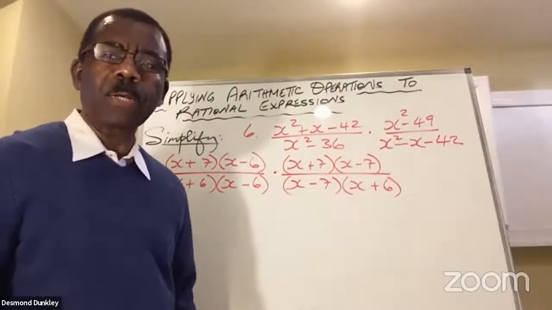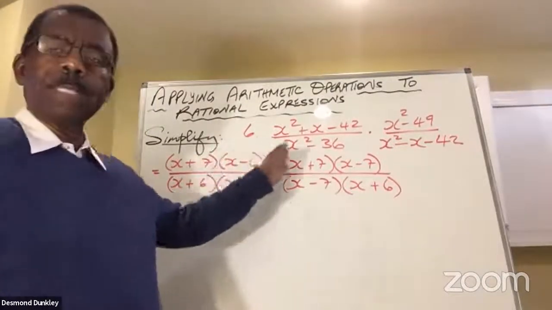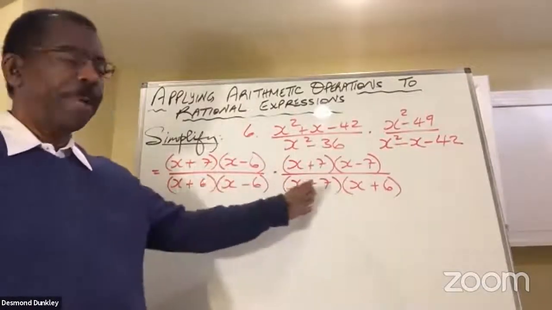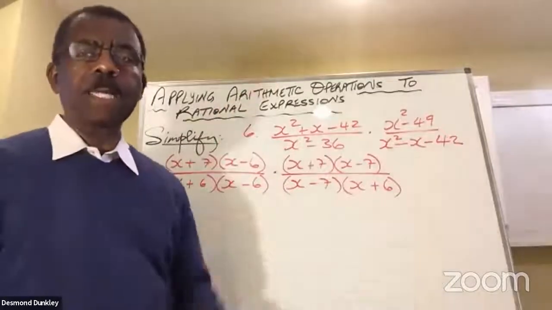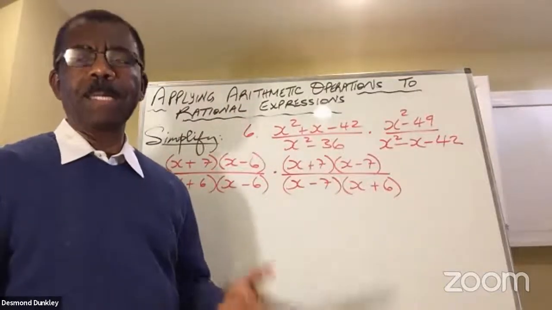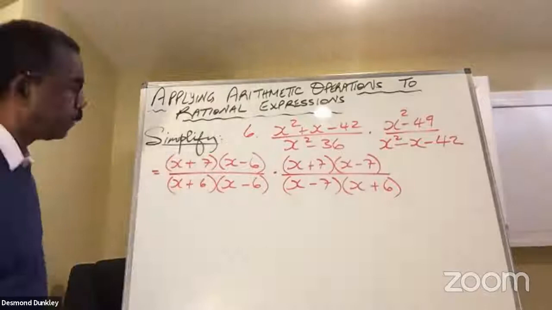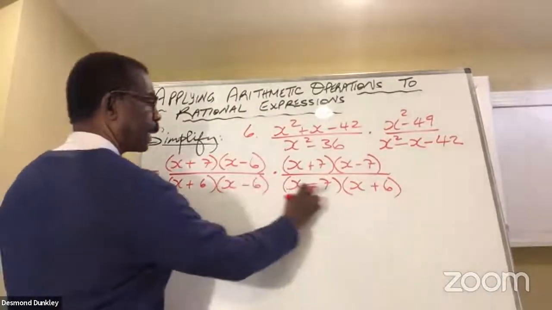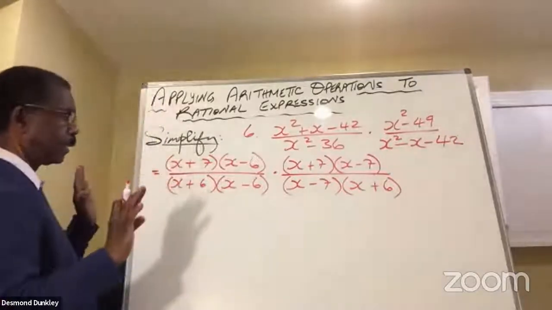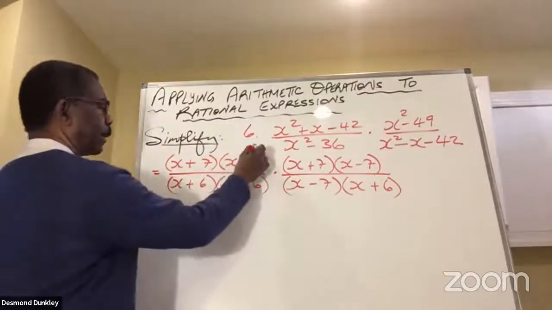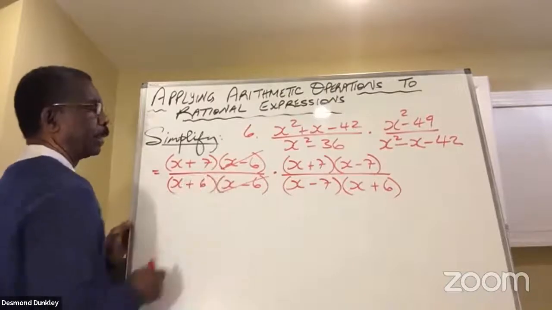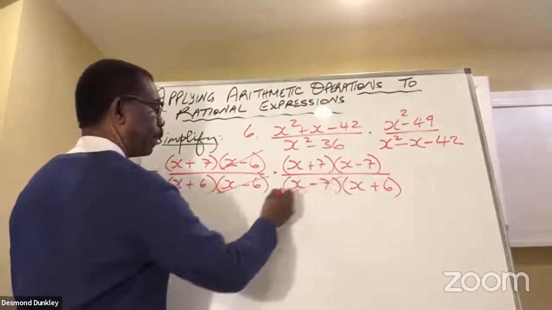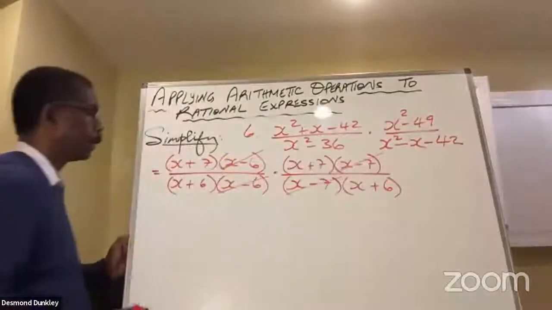Everything is multiplication. We are multiplying a binomial times a binomial times a binomial times a binomial. So now we are doing straight multiplications. So therefore we can cancel, if possible. So I look at x plus 7, x plus 7, there's no x plus 7 on the bottom. So we can't touch that. I look at x minus 6, x minus 6. I look at x minus 7, x minus 7.